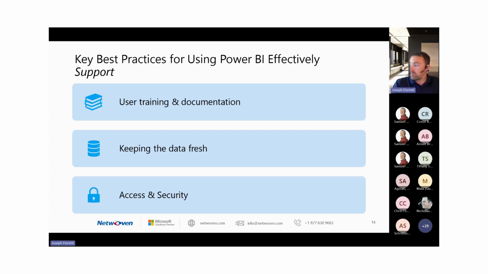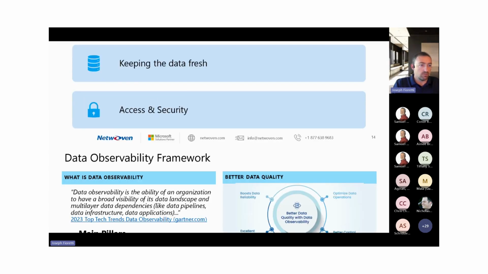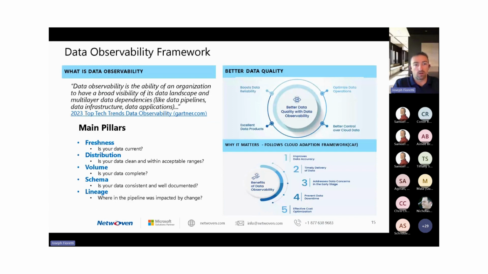Then going back one step to that topic of data freshness, Nick touched on this earlier. We want to talk about the data observability framework, a process we put in place here at NetWoven on any of our engagements where we are working on business intelligence to make sure that everybody can see into their data and they know where it is and they know what it is and how much it is. So those are the main 5 pillars of the data observability framework.